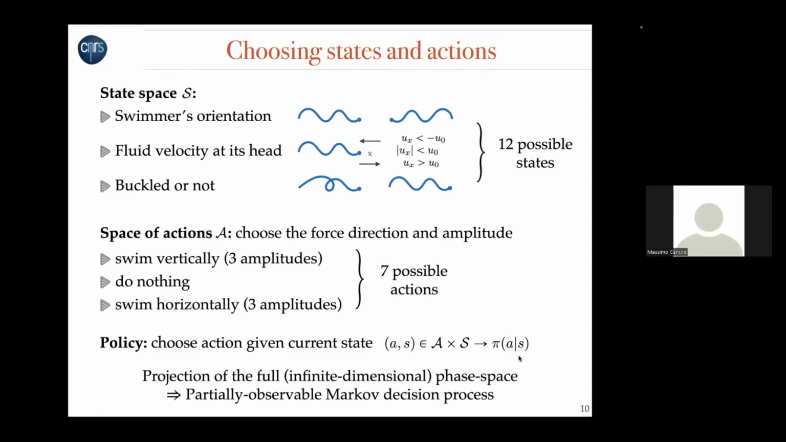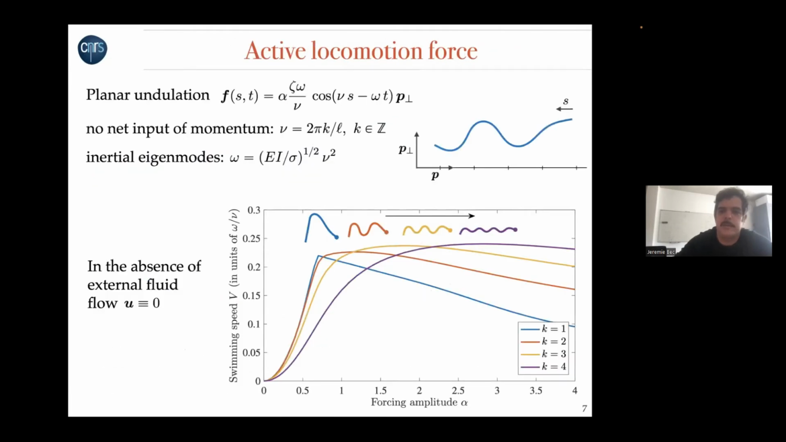How should you apply the force in order to move it vertically or horizontally? Basically, in order to swim vertically, the swimmer needs to propagate a wave horizontally. Maybe I should go back to this. So is the P perpendicular? Exactly. If you propagate along P perpendicular, it creates a motion in the transverse direction.